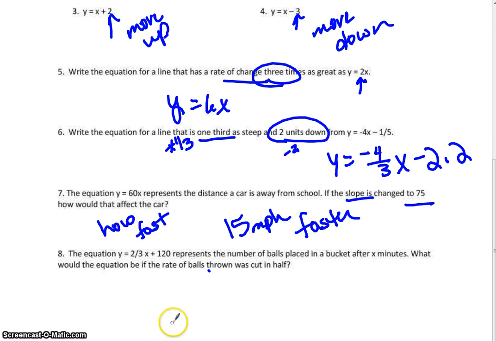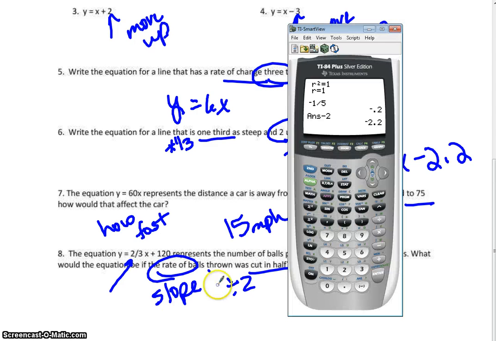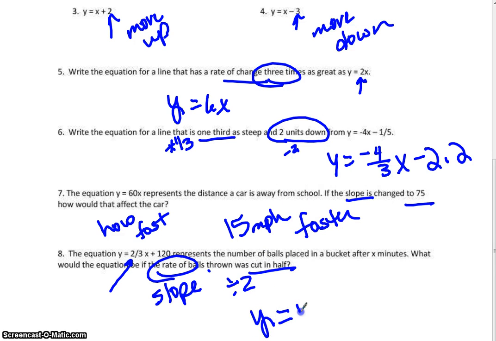The equation y equal 2/3 x plus 120 represents the number of balls placed in a bucket after x minutes. What would the equation be if the rate of balls was cut in half? So in other words, you're going to take your slope and you're going to divide by 2. Well, your slope is 2/3. So you would say 2 divided by 3. You would divide that by 2 and probably go math enter and use this as a fraction. We like for slope to be a fraction, 1/3. So your new equation would be y is equal to 1/3 x plus 120.